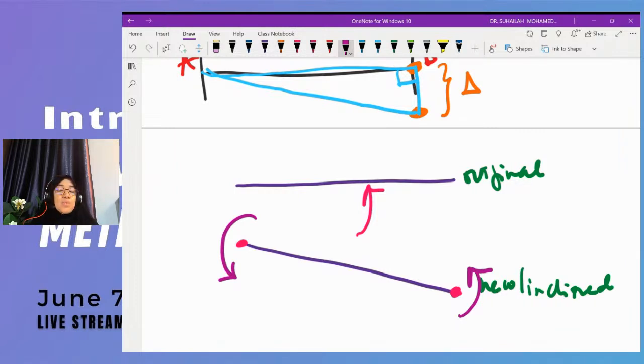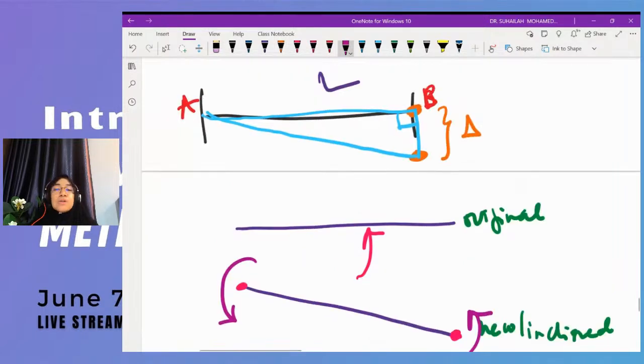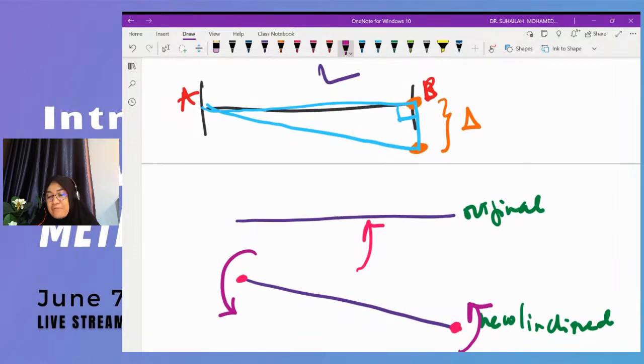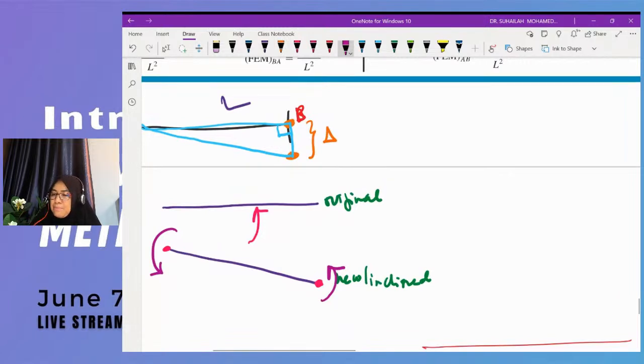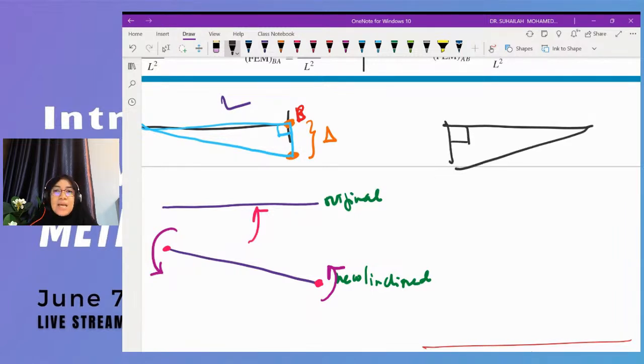Okay, so this is whenever B is settled, because of its behavior. Now let's say A is settled. When A is settled, it is going to be like this. This is A, this is B. This one is delta, this one is delta. So this is A prime, A after settlement.